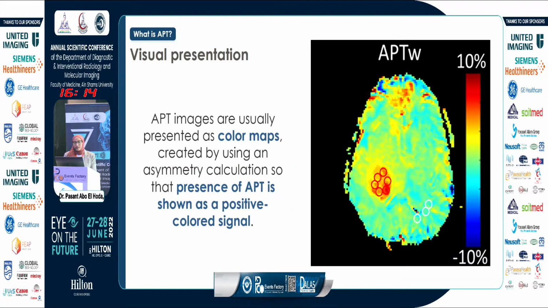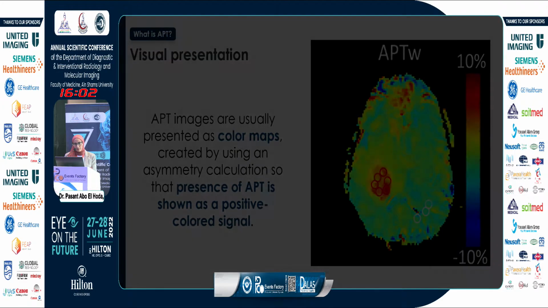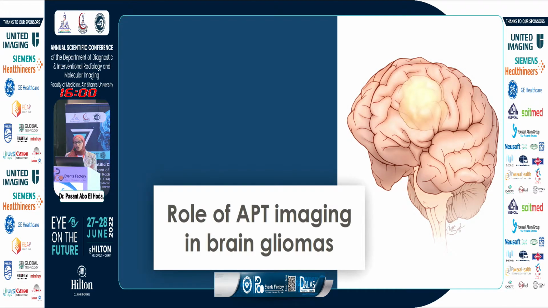APT images are usually presented as color maps created by using an asymmetrical calculation. So the presence of APT is shown as a positive color signal ranging from blue to red color. Also, quantitative imaging can be achieved. Let's then discuss the role of APT imaging in brain gliomas.